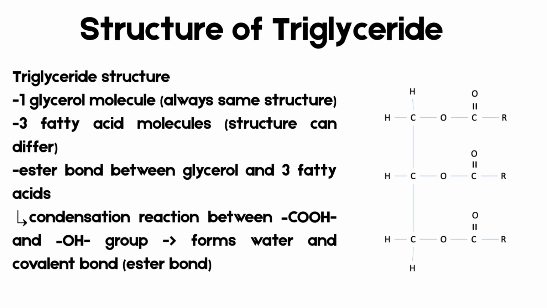A triglyceride is made from one molecule of glycerol bonded to 3 fatty acid chains. This happens through condensation reactions, forming ester bonds. Each ester bond is formed between the OH group on glycerol and the COOH group of a fatty acid, releasing water. To break a triglyceride down, we use hydrolysis, so water is added to break the ester bonds.